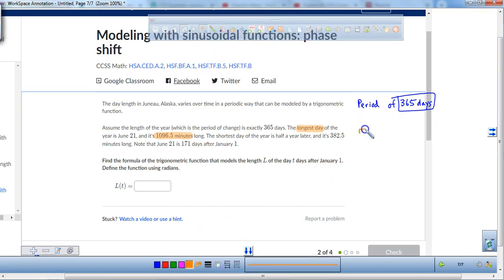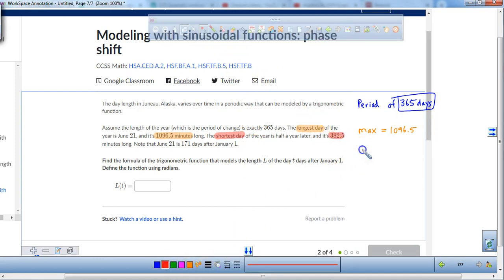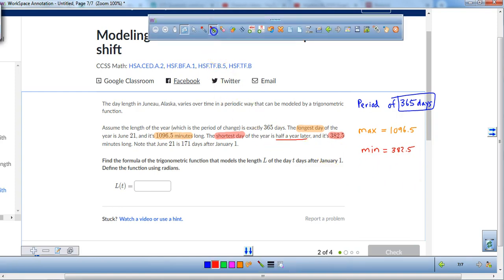So right now I'm going to put our maximum is equal to 1,096.5 minutes. And then it says the shortest day of the year. So the shortest day is going to be at 382.5 minutes. So that's going to be our minimum. All right, and that ends up being a half of a year later. So our minimum is going to be at 382.5.